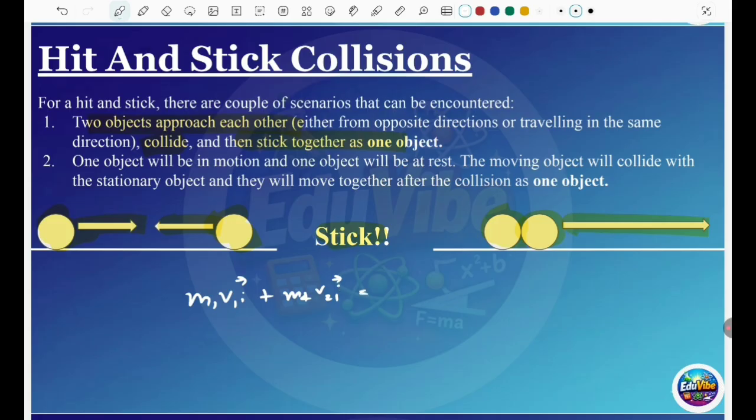But for the final side, the masses should be added up so that they become one object, which means the mass is now together: m1 plus m2. The final velocity is the same for both, so we take it as one velocity. So this formula is for the hit and stick collisions. Sometimes something is at rest again, so you can set it to 0 and solve the questions. That's how it works for hit and stick.